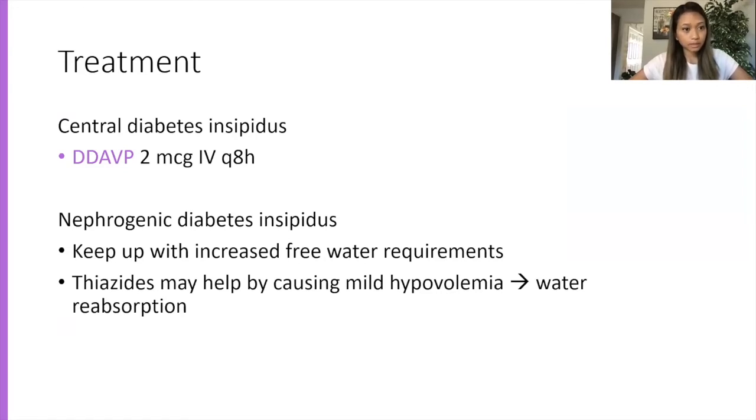So the treatment, if it's central DI, the treatment is DDAVP 2 micrograms IV every 8 hours, which is the same exact dose as if we're doing the DDAVP clamp for hyponatremia. If it's nephrogenic diabetes insipidus, just keep up with increased free water requirements. Thiazides may help by causing mild hypovolemia so that you get water reabsorption.